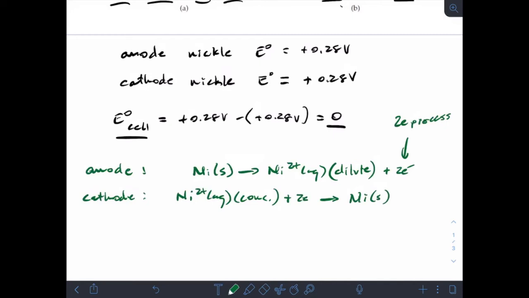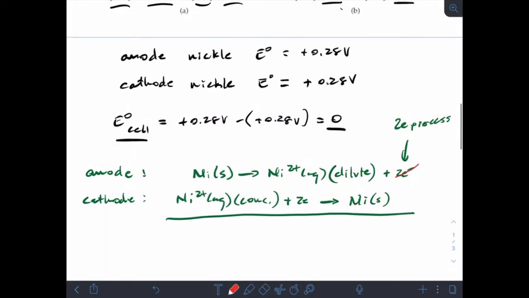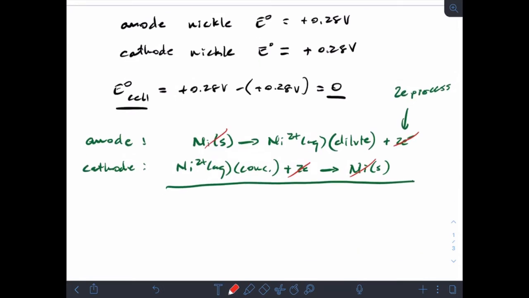Okay, so if I combine those two reactions and show the overall reaction, my electrons cancel out, my nickel solids cancel out. I'm going to have my nickel 2 plus aqueous concentrated going to the nickel 2 plus aqueous for the dilute side.